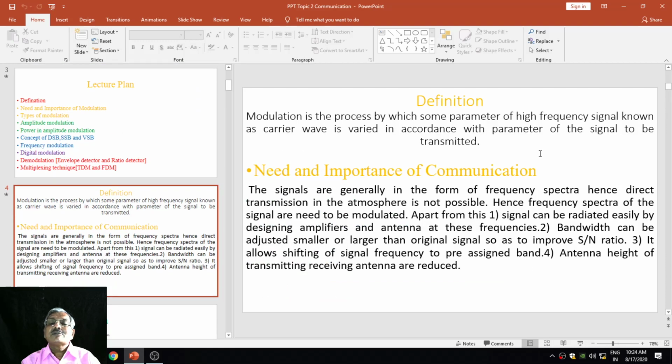To proceed further, we will introduce the definition of modulation. Friends, modulation is the process by means of which some parameter of a high frequency carrier wave is varied in accordance with the parameter of the signal to be transmitted, or signal to be modulated. This definition includes two kinds of signals combined together so as to develop a third type of signal at the output. One is the signal to be transmitted or signal to be modulated.